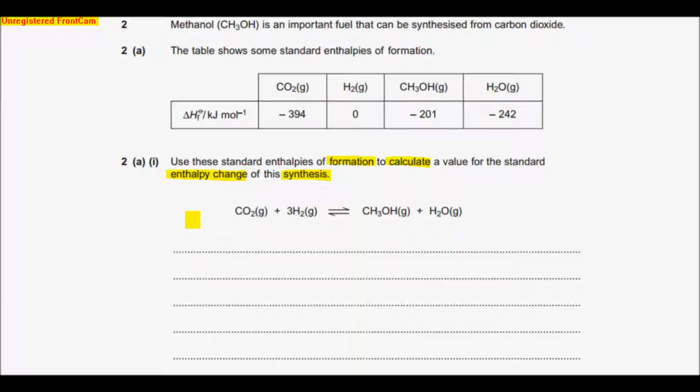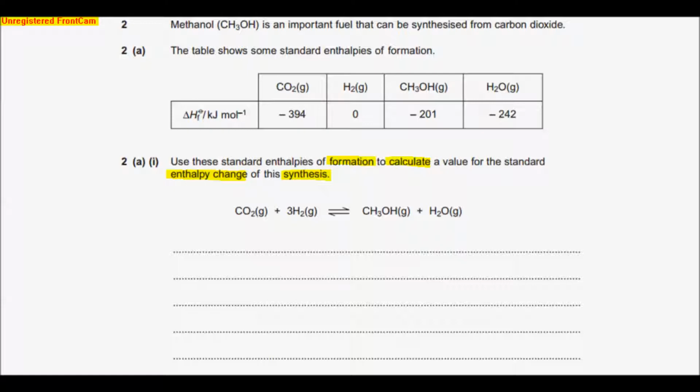The examination paper also gives us values for enthalpy change of formation. So carbon dioxide has an enthalpy change of formation of minus 394 kilojoules per mole. Hydrogen gas, by definition, as it's an element, is 0. Methanol was minus 201 kilojoules per mole, and water is minus 242 kilojoules per mole.